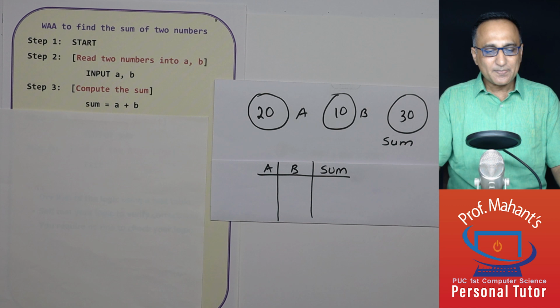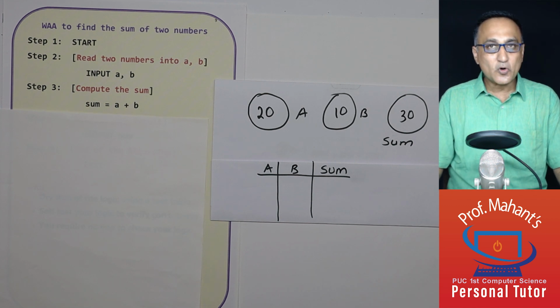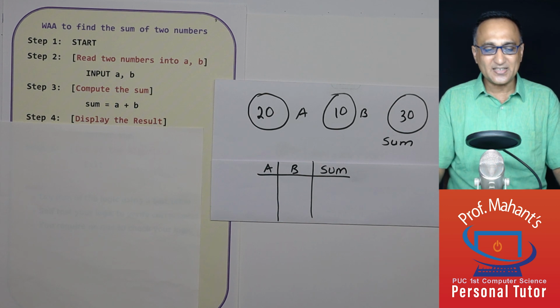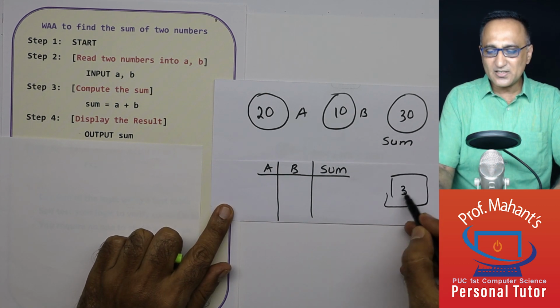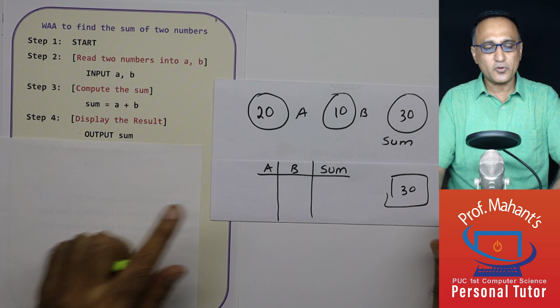Now once in step number 3 I have calculated the sum, what do I need to do? I need to display the sum. So I need to display the result. How do I do that? I say print sum, show sum, output sum, all mean the same. So here I am saying output sum. So if this is your screen, the result 30 is going to be displayed on the output.